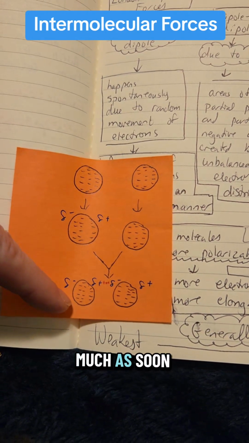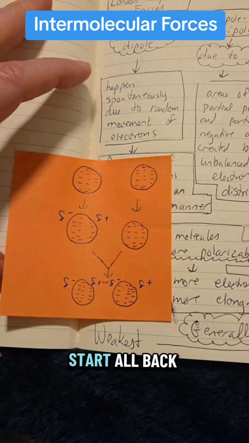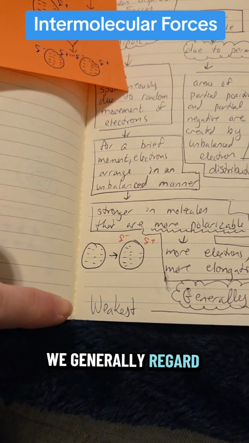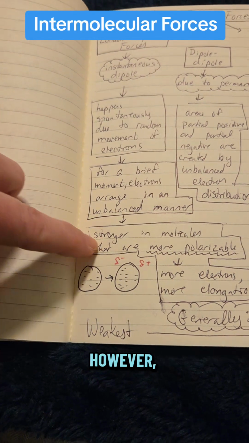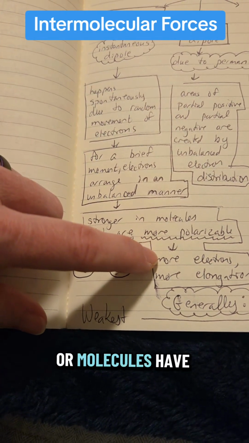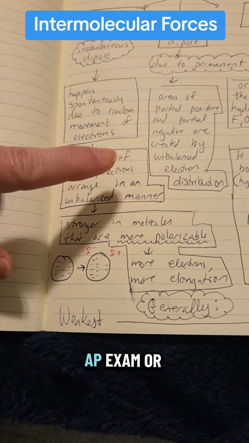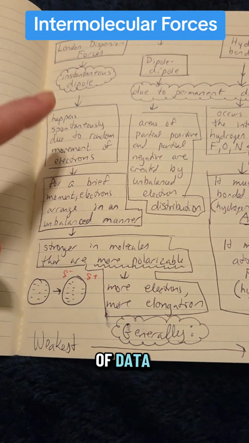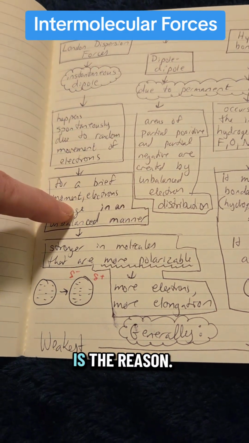Now, pretty much as soon as this forms, it's going to change again because electrons are in constant motion, and then you start all back over. So because it is fleeting and instantaneous, we generally regard it as being the weakest of the intermolecular forces. However, especially with atoms or molecules that have more electrons or more elongation, this can actually be impactful. But on the AP exam, or in Gen Chem, I would expect them to give you some kind of data and ask you to explain the difference or the impact if London dispersion is the reason.